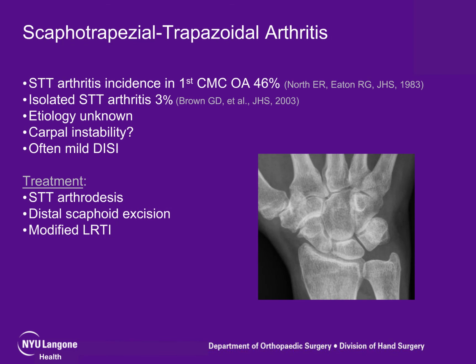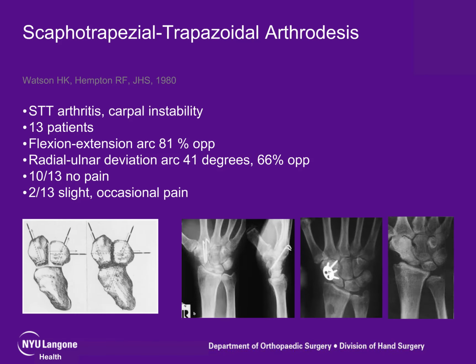So STT arthritis, again, as I mentioned before, is most commonly seen in conjunction with basal joint arthritis of the thumb, but in some much more rare cases will be seen in isolation. The etiology is unknown. It's oftentimes seen in conjunction with a mild DC deformity. The traditional treatment for it has been STT fusion, but as I'm going to demonstrate in a couple of slides, others have tried distal scaphoid excision as well as a modified LRTI.